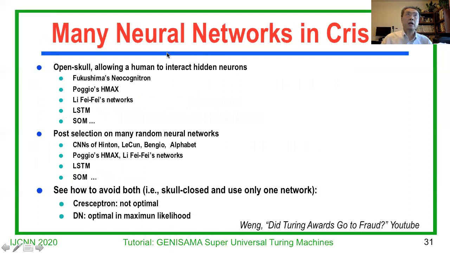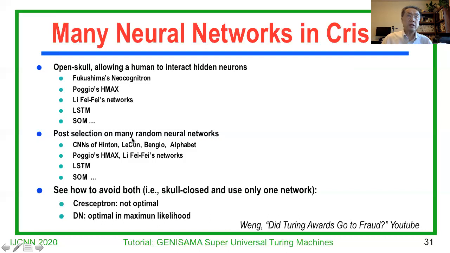Then I claim that many neural networks are in crisis. One is the problem of the open skull. Basically, you use the data and you start to tune the parameters and the architecture and the structure based on the data. So the network is like cloning from human intelligence. That's one thing, including work like LSTM, long short-term memory, and SOM. And then another is post-selection.